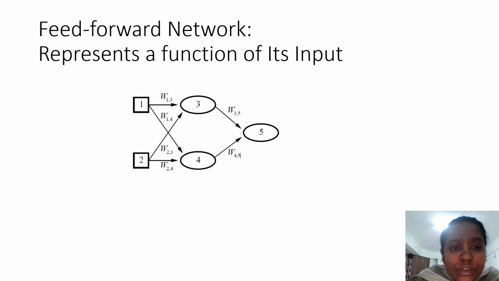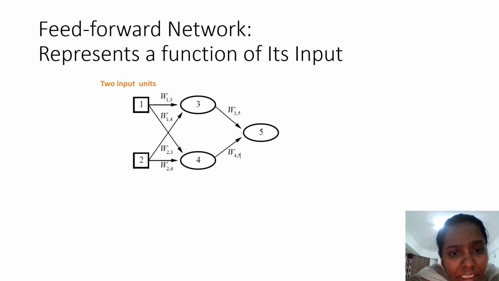So today we are going to see about feed forward neural networks, which represent a function of their input. In the feed forward neural network we have inputs 1, 2, 3, 4 and 5. When we go from 1 to 3 we have the weight W1,3, from 2 to 3 we have W2,3, and likewise W3,4 and W4,5. So this is about the representation of feed forward neural networks in terms of their input.